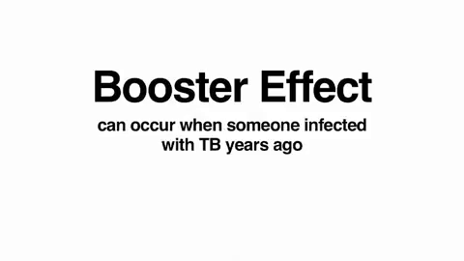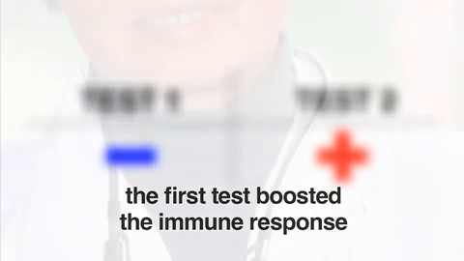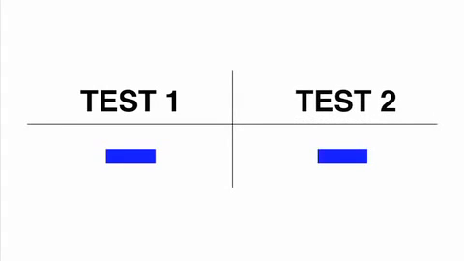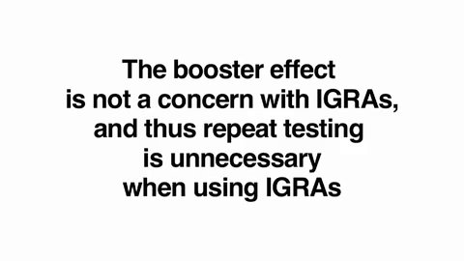Finally, the booster effect can occur when someone infected with TB years ago has two skin tests within 1 year of each other. Even though the first test may have been negative, the second has a positive reaction because the first test boosted the immune response. For this reason, a two-step testing method is recommended for the skin testing of people who will be tested periodically, such as healthcare workers. If the first test result is negative, repeat the skin test in 1 to 3 weeks. Consider the person uninfected only if both tests are negative. The booster effect is not a concern with IGRAs, and thus repeat testing is unnecessary when using IGRAs.